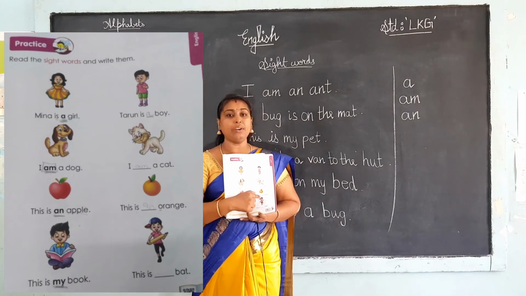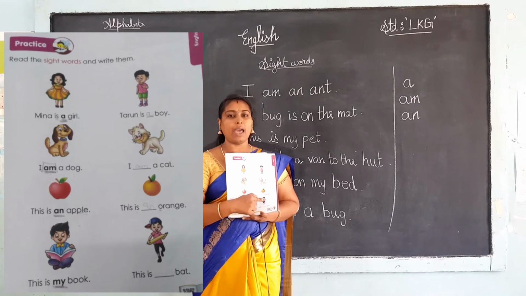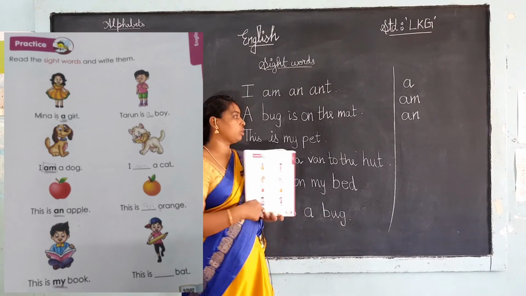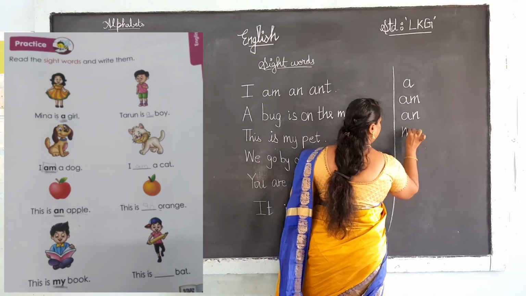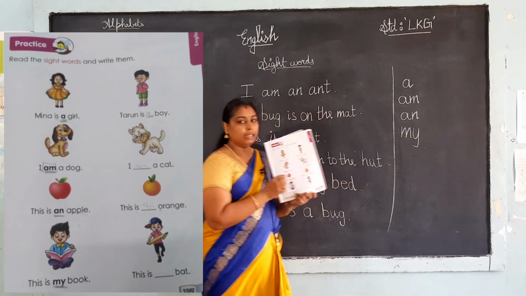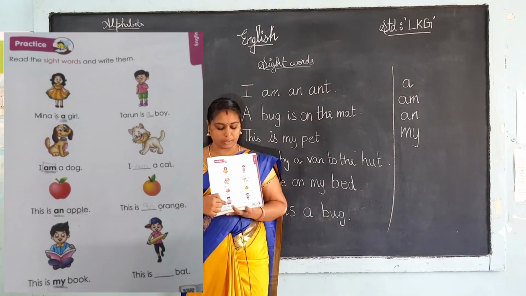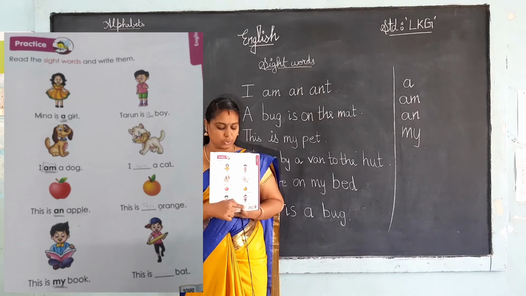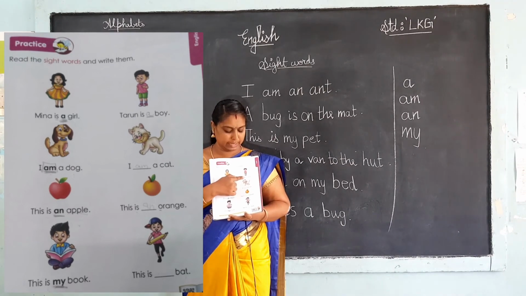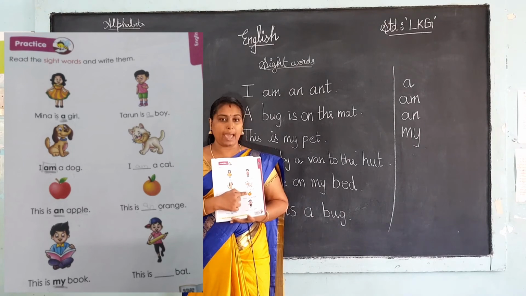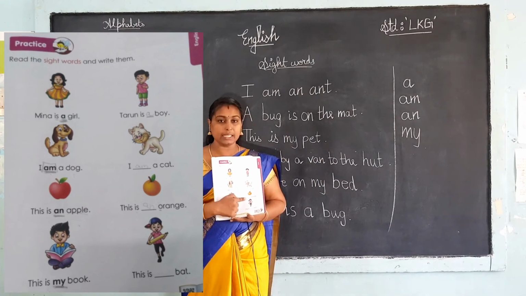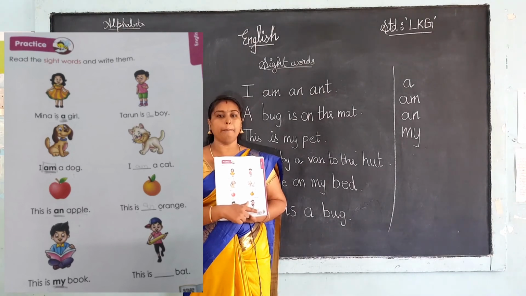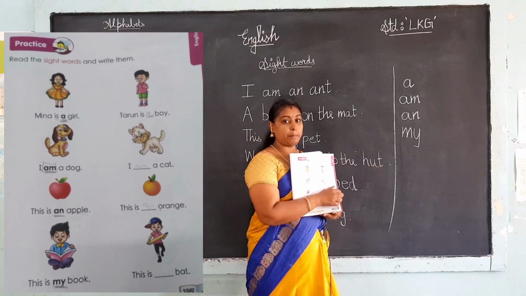This is an orange. This is an orange. The next one, this is my book. my, m y. This is my book. This is my bat. You want to write my. First you want to write, this is a boy. I am a cat. This is an apple, an orange. This is a bat. So write, this is my bat.